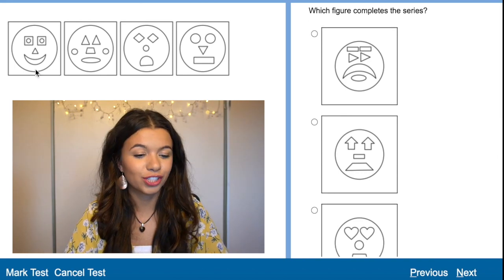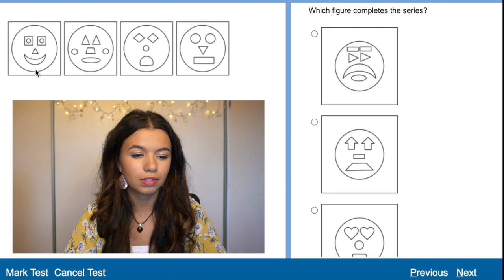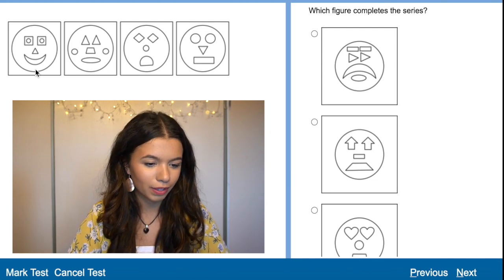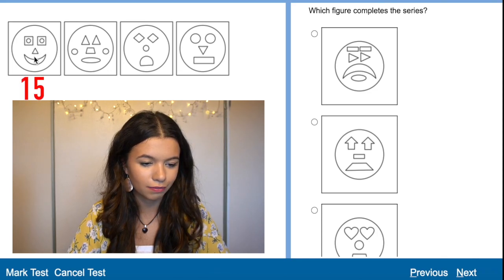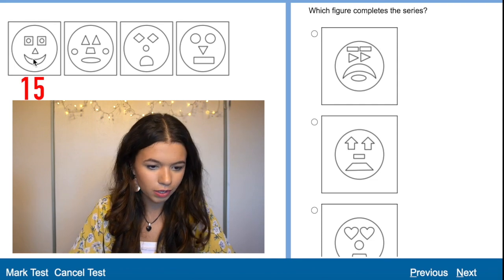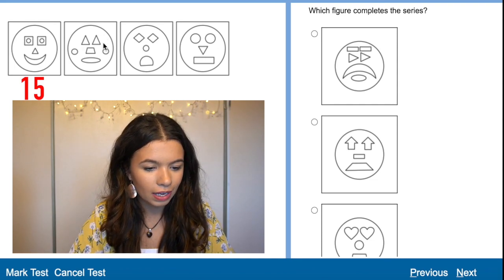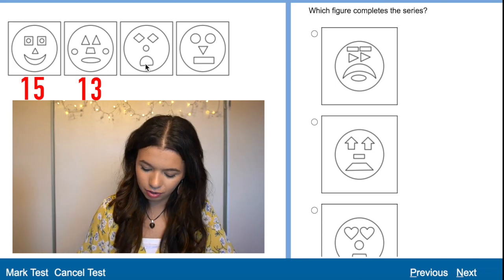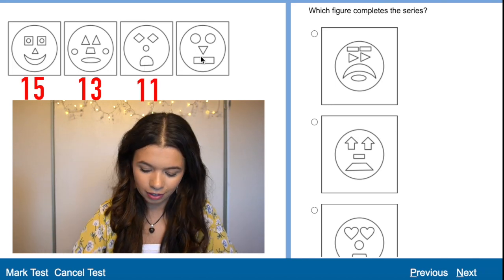So the next thing I want to do is count the number of sides of all the little shapes within the circle. So to start off with, you've got 1, 2, 3, 4, 5, 6, 7, 8, 9, 10, 11, 12, 13, 14, 15. So I'm just going to write 15 in the first one. Then the next ones I count as 13, 10, 11, 6, 7, 8, 9.